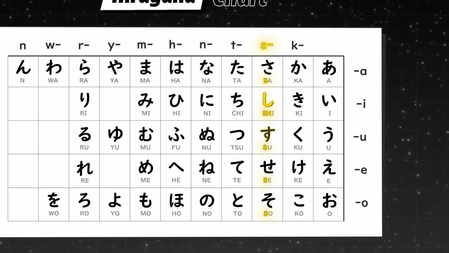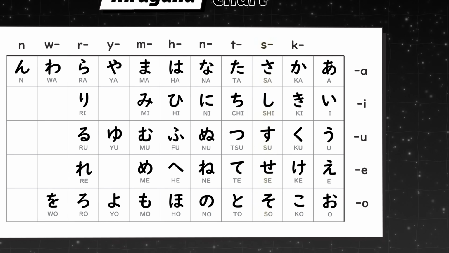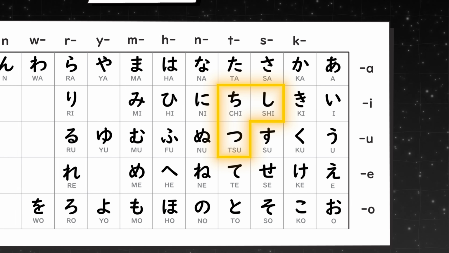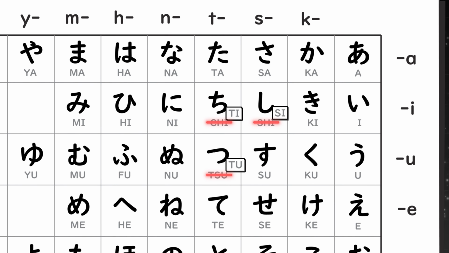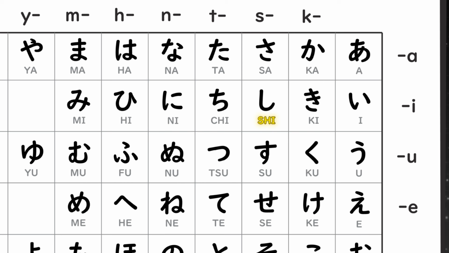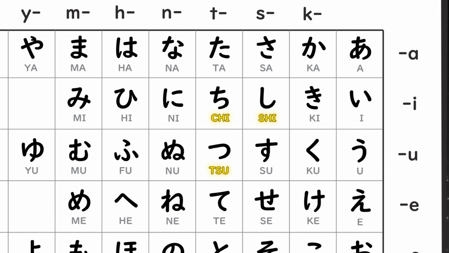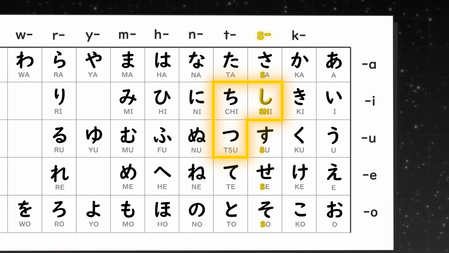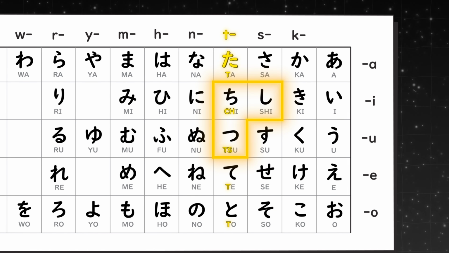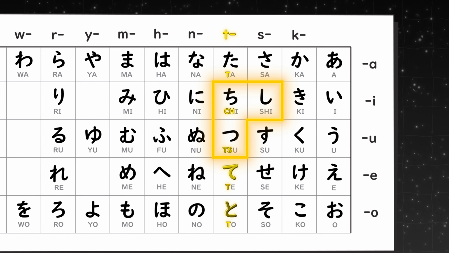S. Sa, shi, su, se, so. These letters are the only ones that break this pattern. You'll notice that normally they should be C, T, and Tu, but they're actually Shi, Chi, and Tsu. Tsu as in tsunami. So it's sa, shi, su, se, so, and ta, chi, tsu, te, to.